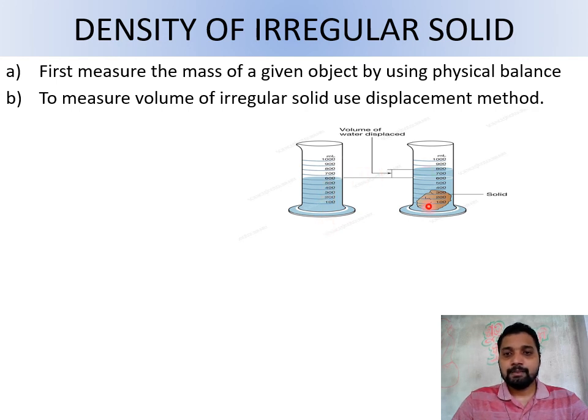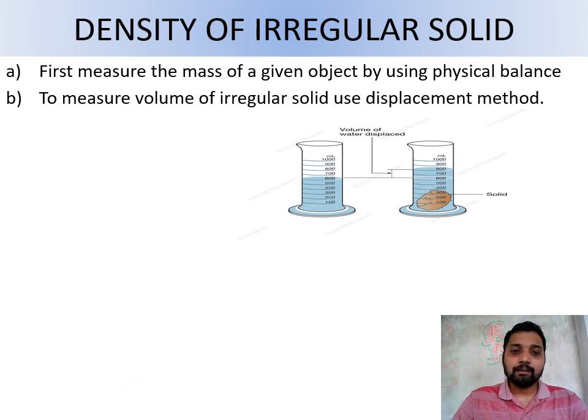Then keep the object inside. Once the object will go inside, water level will rise. Up to which level water will come, that is called final level. So this final level with the object, initial level without object. So final level minus initial level will able to know about the volume of this given object.